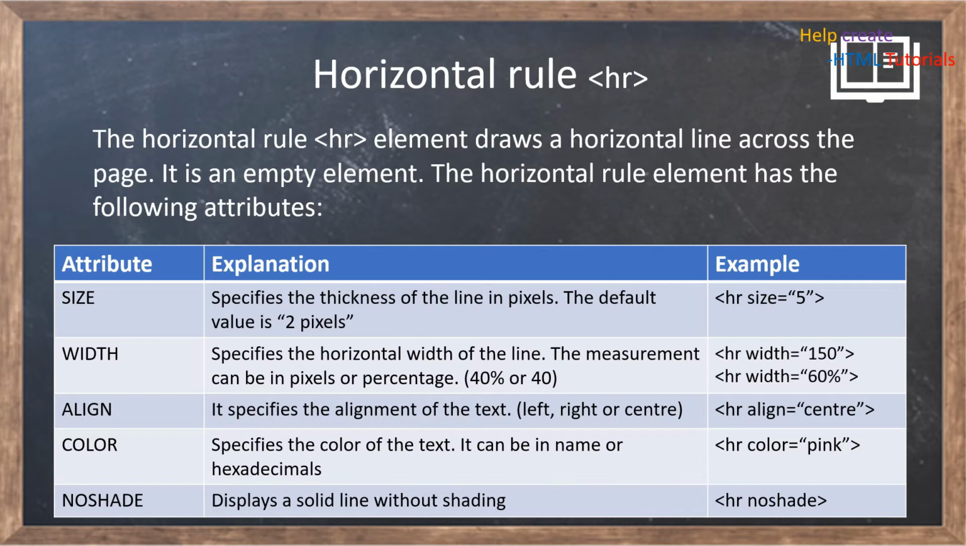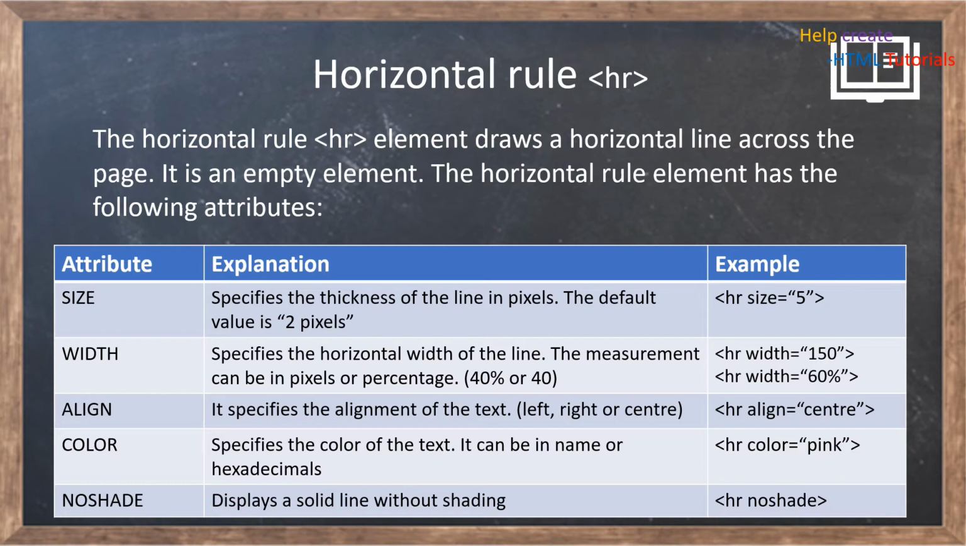And if I go with width, it specifies the horizontal width of a line. The measurement can be in pixels or percentage. So if it is in pixels, it should be HR width equal to 150. And don't forget, it should be in double quotes always, and HR width equal to 60%. In align, it specifies the alignment, which is left, right, or center. So the same goes with align.